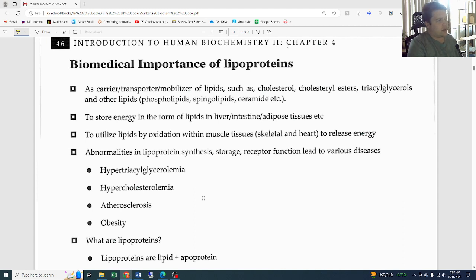So the biomedical importance of lipoproteins: as carrier, transporter, or mobilizer of lipids such as cholesterol, cholesterol esters, triacylglycerols, and other lipids, phospholipids, sphingolipids, ceramide, etc. To store energy in the form of lipids in the liver, intestine, and adipose tissues, etc. To utilize lipids by oxidation within muscle tissues, the skeletal and the heart, to release energy. It's what we talked about, beta oxidation, breaking those down to create the components, the acetyl-CoA, which can then go into the Krebs cycle.